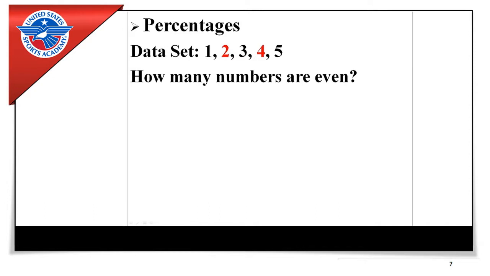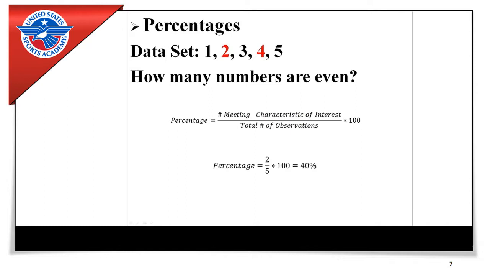But we could make that into a percentage. A percentage is basically the number of things meeting the characteristic of interest divided by the total number of observations times 100. That might sound kind of weird, but let me show you this. The characteristic of interest is even. There are 2 even numbers divided by 5 total observations. So 2 divided by 5 times 100 is 40. We could say that 40% of the numbers in this data set are even, and that would be a percentage.